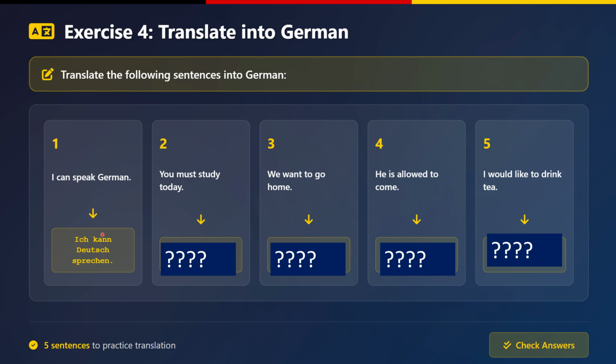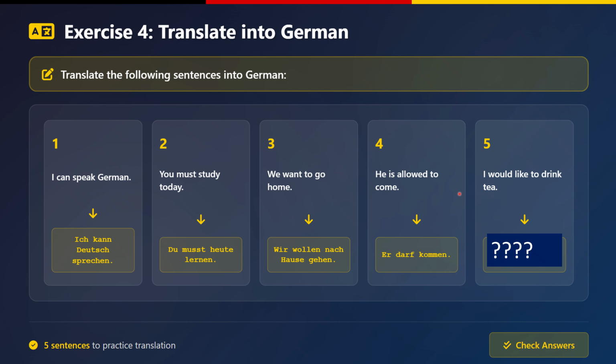Ich kann Deutsch sprechen. Second example, you must study today. Du musst heute lernen. Third example, we want to go home. Wir wollen nach Hause gehen. Fourth example, he is allowed to come. Darf kommen. Fifth example, I would like to drink tea. Ich möchte Tee trinken.